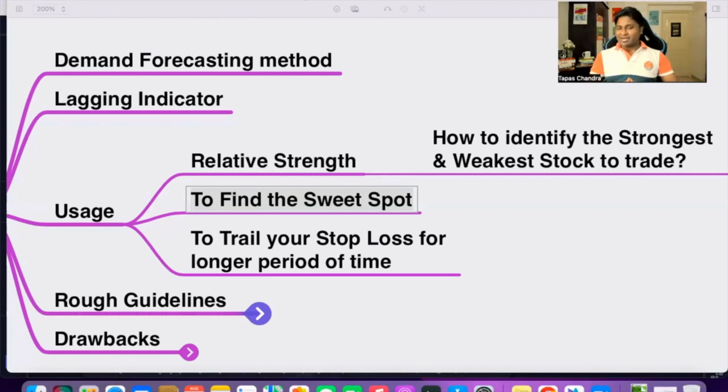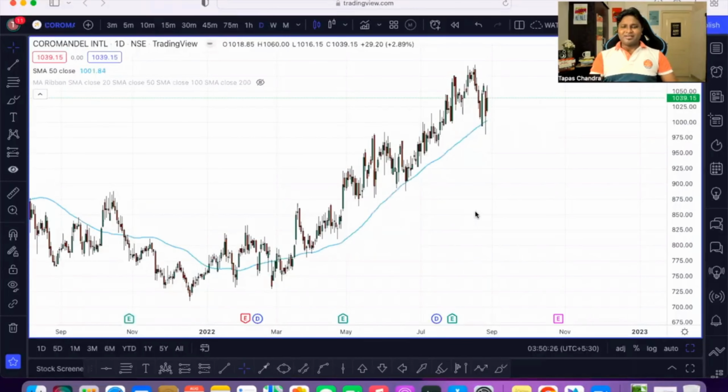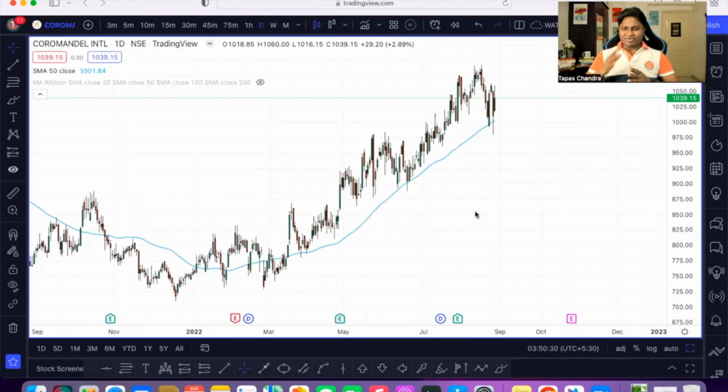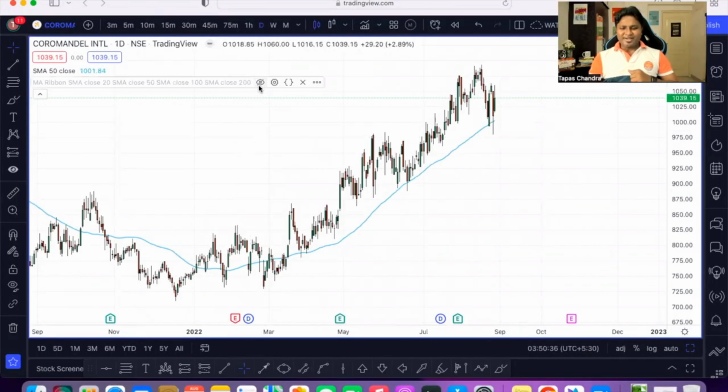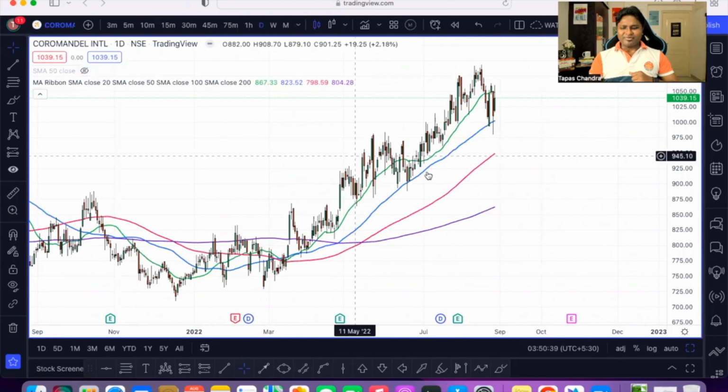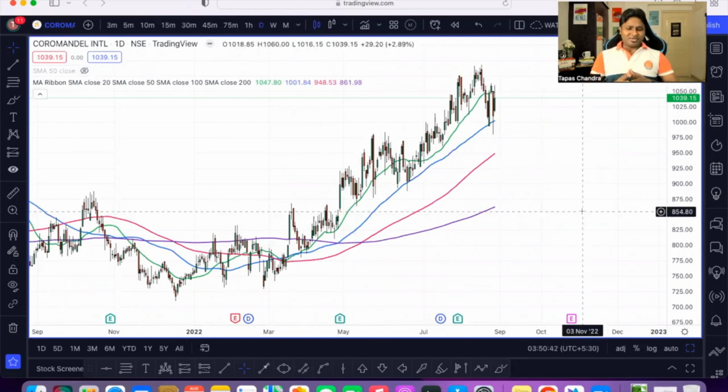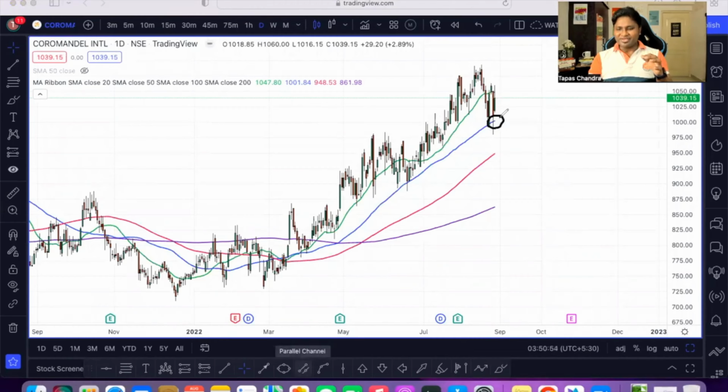Similarly, in the stock market also, different stocks respect different sorts of moving averages. Let's talk about one of the stocks called Coromandel. If you try to understand what is happening, Coromandel keeps on respecting the 50 moving average and keeps on moving up. Now, if I open and show you the other moving averages, when we open the moving averages of 20, 50, 100 and 200, this particular stock, Coromandel, is respecting more of the blue line, which is the 50 moving average.